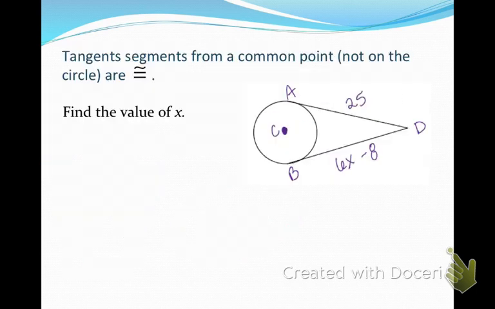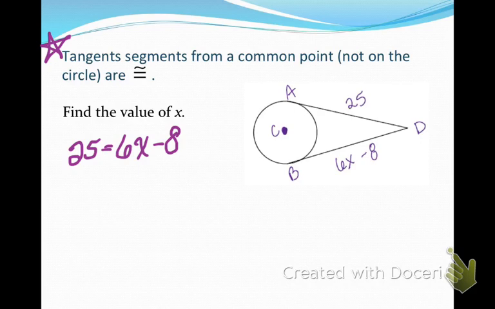Now I need you to put a star beside this. It says tangent segments from a common point not on the circle are congruent. So D in this example is not on the circle, and it is tangent at A and B. So therefore AD must be congruent to BD. And I'm going to use that to help me solve this.